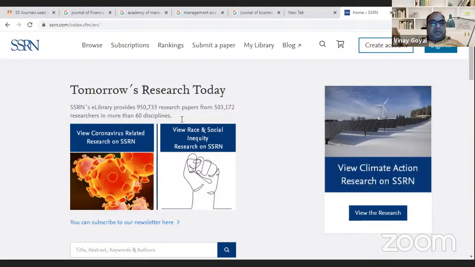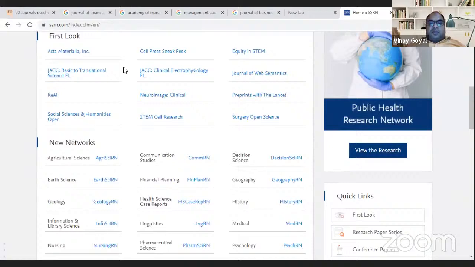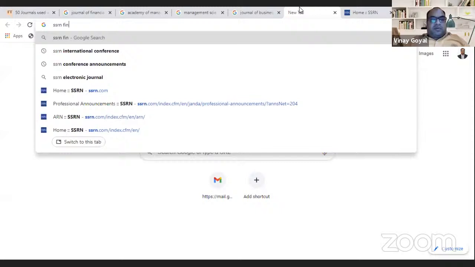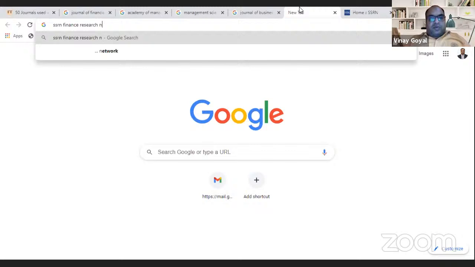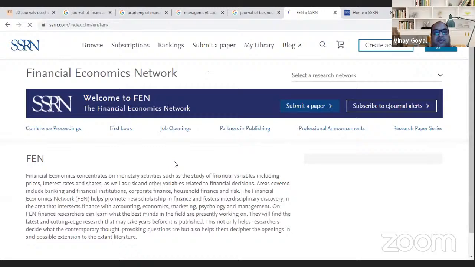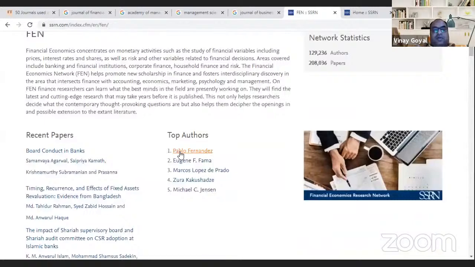So let me just go to research discipline, or I'll directly write in Google, SSRN, finance, research network. Here you can see financial SSRN, and they have an announcement, and then financial and economics network, and then there are recent papers, and here you can see conference.